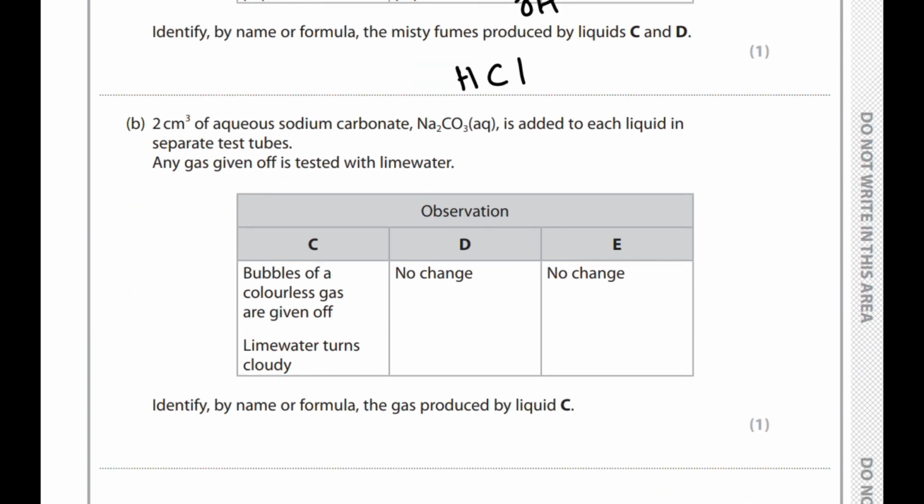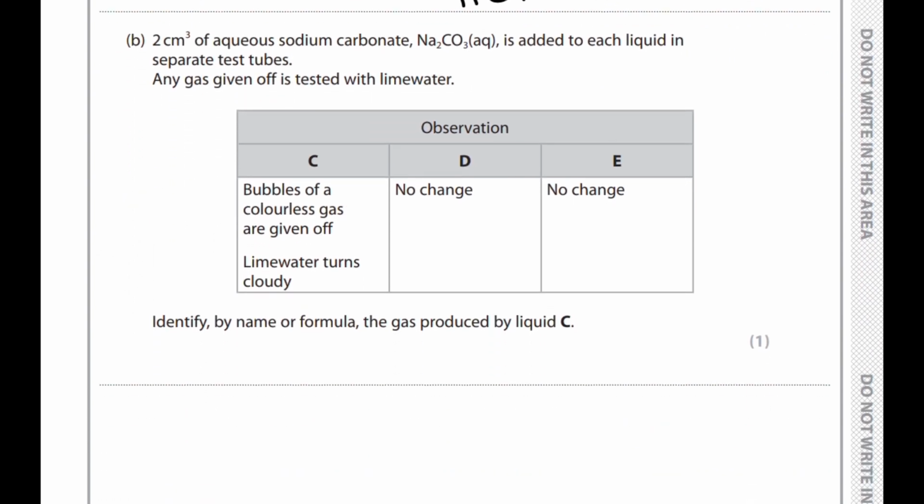Now, part B. 2 cm³ of aqueous sodium carbonate is added to each liquid in a separate test tube. Any gas given off is tested with lime water. C, bubbles of a colorless gas are given off which turns lime water milky. So what is this test for? This test shows the presence of carbon dioxide gas.